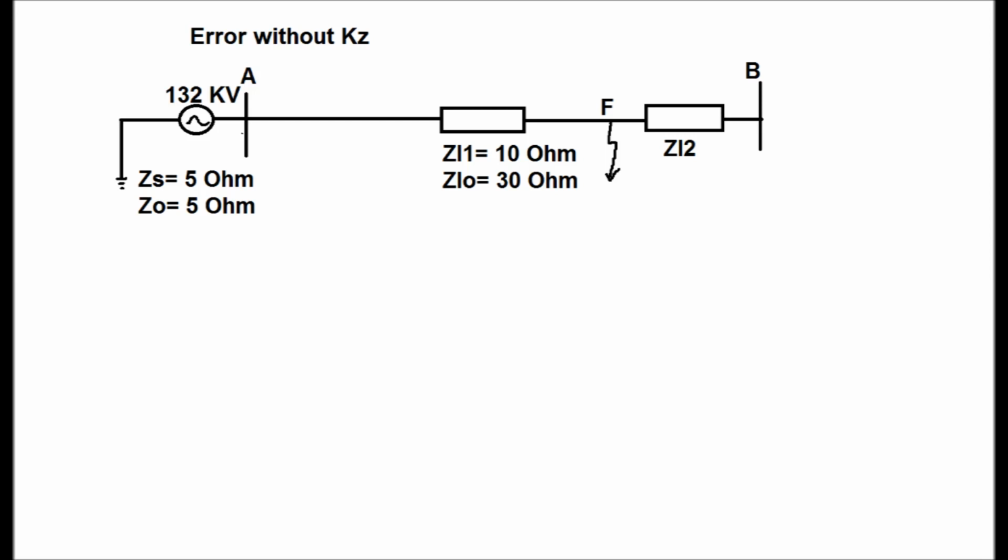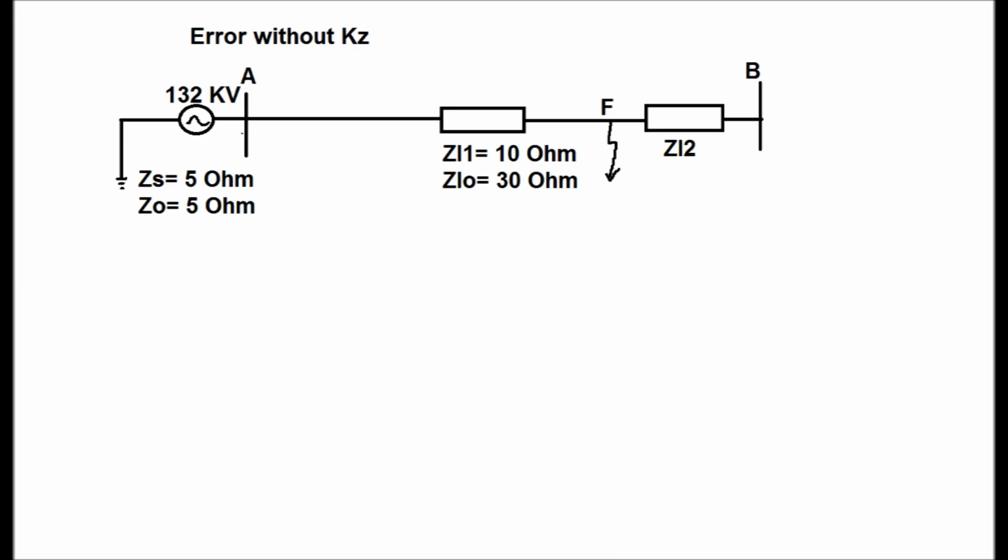Source voltage is 132 kV, and the transmission line up to fault point F has a positive sequence impedance of 10 ohm. It is also the negative sequence impedance, and the zero sequence impedance is 30 ohm. The fault occurs at point F.